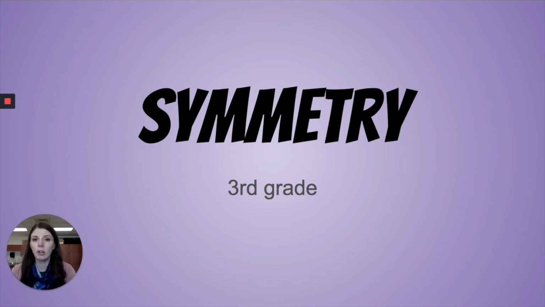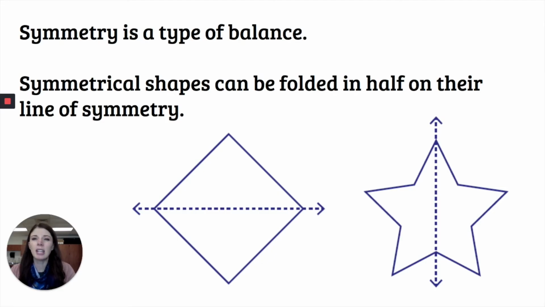So what we're going to be talking about this week is the idea of symmetry and what that looks like in art. So symmetry is a type of balance. Symmetrical shapes can be folded in half on their line of symmetry. So you can see that the star over here has a line of symmetry going right up the center, where you could fold it in half and this side would meet this side perfectly.